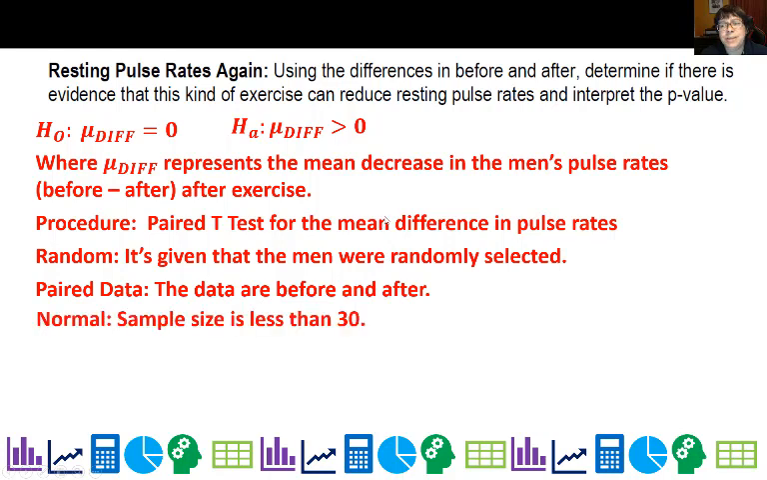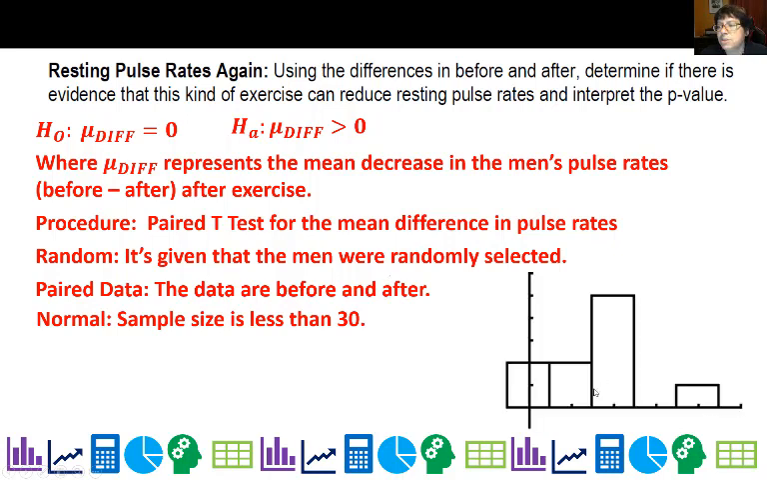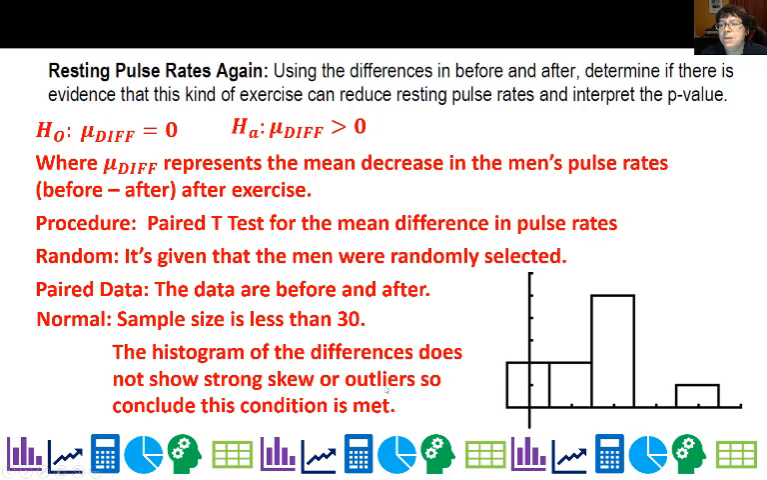Normal: well, the sample size is less than 30, so that could be a problem. I'll show you on the next screen how I did it. I subtracted each person's and just found how much their pulse rate decreased. And when I did a histogram, this is what I got. Is it perfect? Nah, there's a gap, but nothing really crazy. So it does not show strong skew or outlier. So we're going to conclude that the normal condition is met.